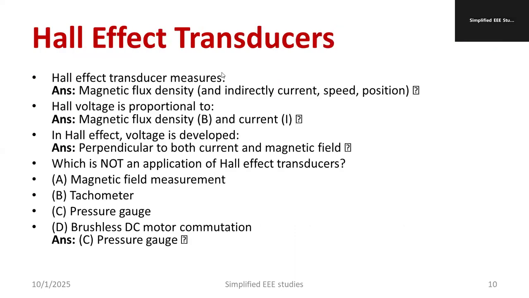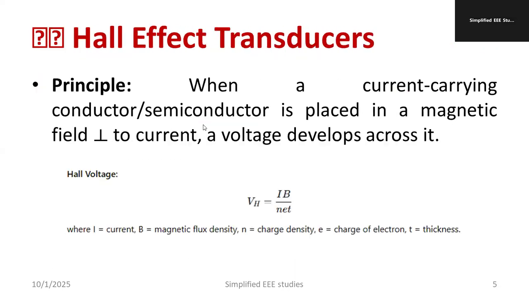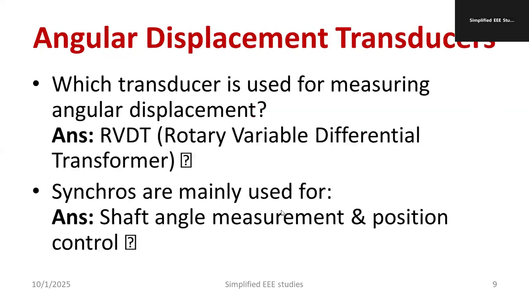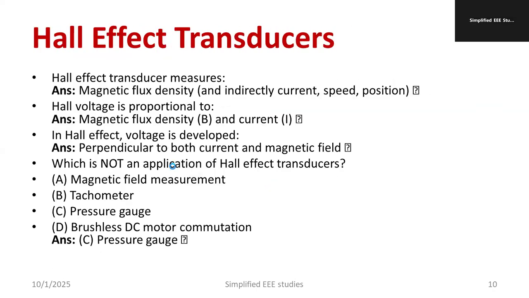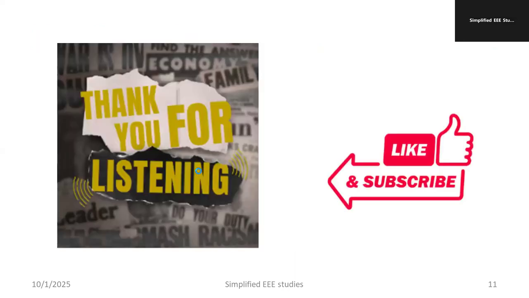Hall effect transducer, there are some questions. Hall effect transducer measures magnetic flux density. Hall voltage is proportional to magnetic flux density and the current. You remember this equation: VH is equal to IB by NET. That you can keep in your mind. The next is which is not an application of Hall effect transducer. Identify the right answer. The right answer is pressure gauge. It's not an application of Hall effect transducer.